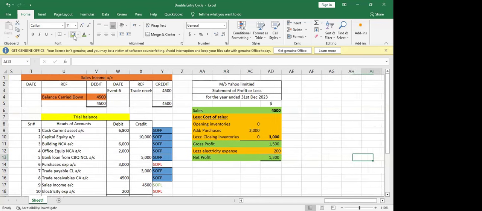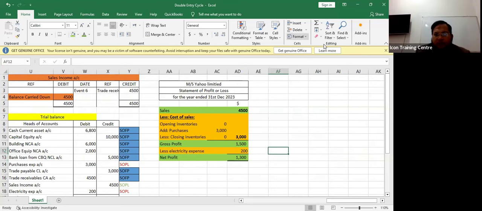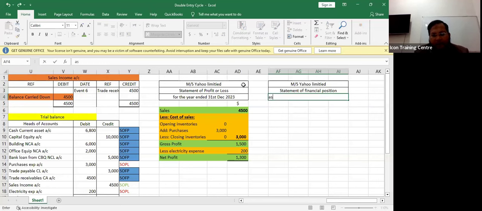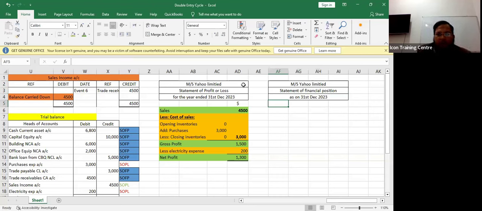Yeah. Perfect. Now we will create our statement of financial position, which we also call a balance sheet. And the format will be, header will be same. Only we change here statement of financial position. And we write here as on 31st of December 2023, because we only take the balance of a particular day. So we'll write here dollars. So we create two columns here. Okay. Now first we consider the non-current assets.